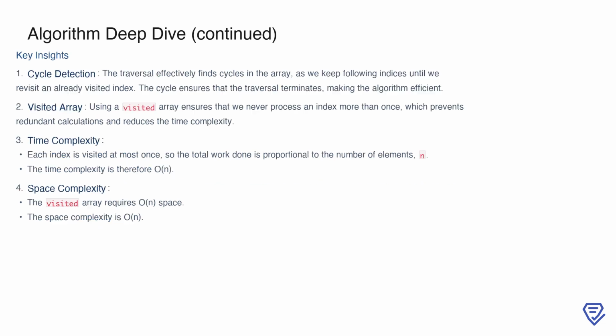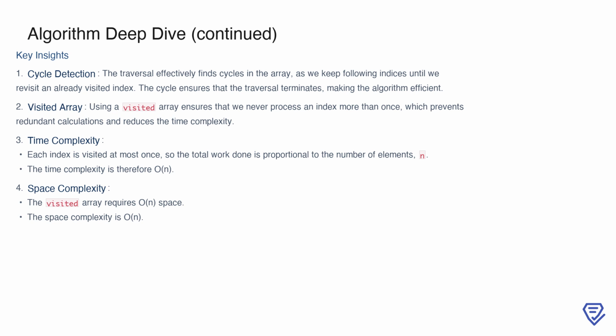Now, let's focus on the underlying principles that make this algorithm both efficient and correct. First, the traversal inherently detects cycles in the array. By repeatedly following indices, we eventually encounter a repeated index, which guarantees that the traversal terminates. This cycle detection is key to solving the problem. Second, the visited array ensures that each index is processed only once. This eliminates redundant computations, as any index that has already been visited is skipped in subsequent iterations.